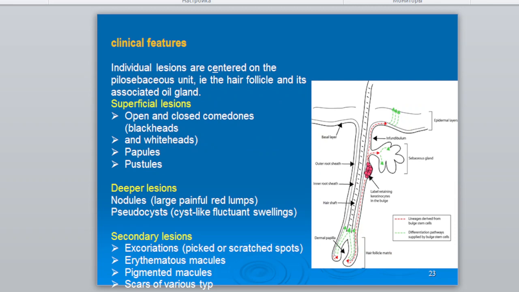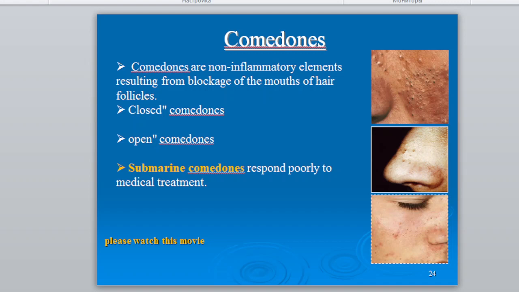Clinical features. Individual lesions are centered on the pilosebaceous unit, i.e. the hair follicle and its associated oil gland. Superficial lesions: open and closed comedones, blackheads and whiteheads, papules, pustules.